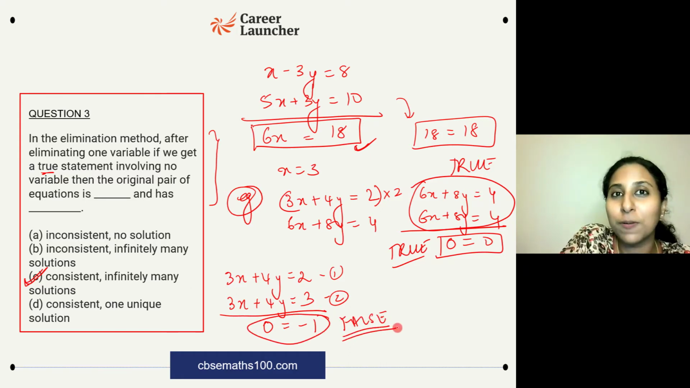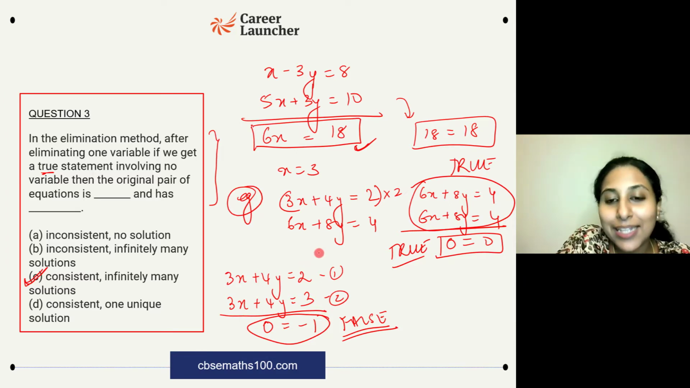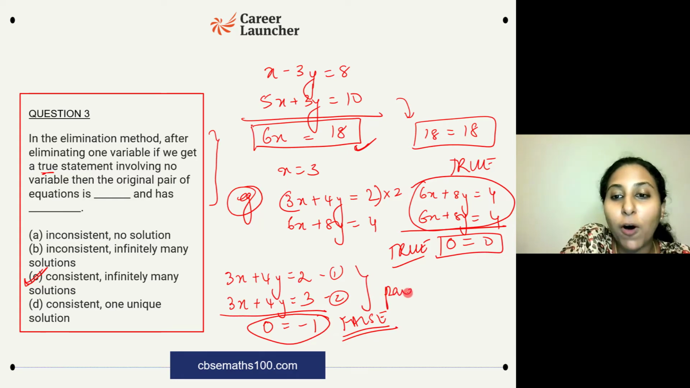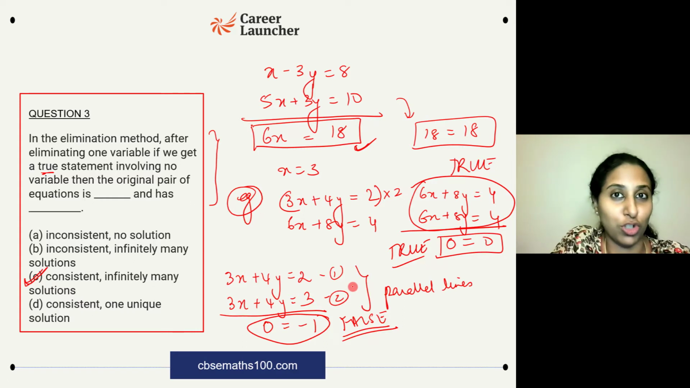It is not true. So when is this happening? It will be a false statement when a1 by a2 is equal to b1 by b2, but not equal to c1 by c2. That is when you're getting a false statement. That means this would happen for parallel lines or in the case where there is no solution.